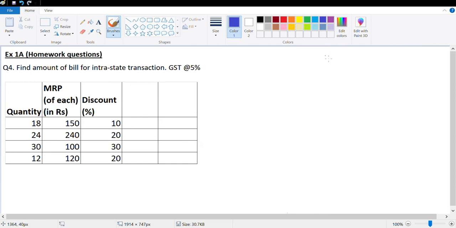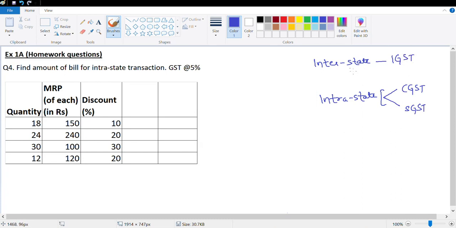GST has two types, interstate and intrastate. Interstate is between cities or between states, and intrastate is within a state, for example within Maharashtra. In case of intrastate, there are two components, CGST and SGST. In case of interstate, there is only one component, known as integrated GST.